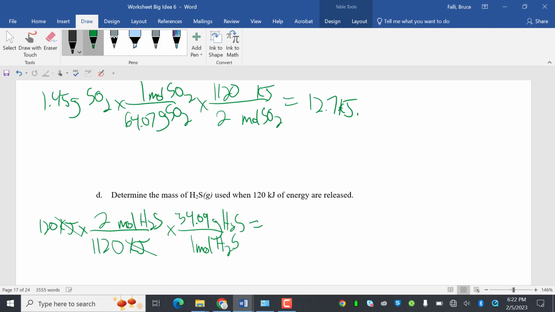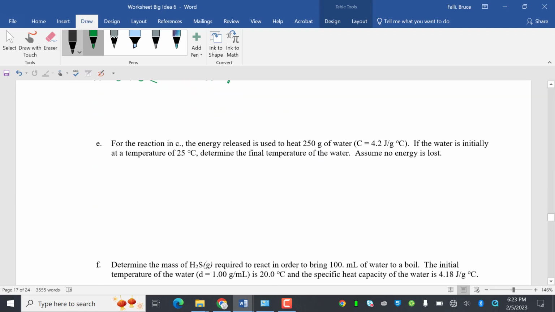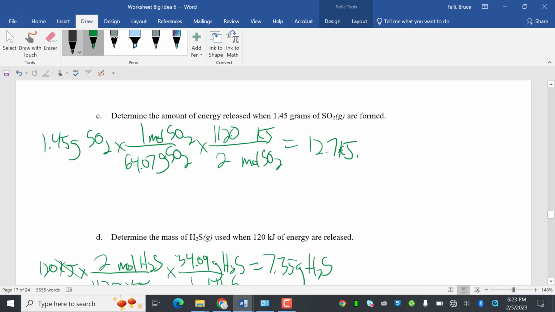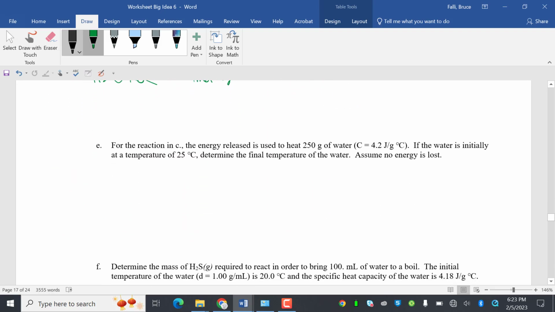So 120 times 2 divided by 1120 times 34.09 is 7.35 grams of H2S used. Not too bad. Cooking along. For the reaction in C, the amount of energy released is used to heat 250 grams of water. If the water is initially at a temperature of 25, determine the final temperature of the water.